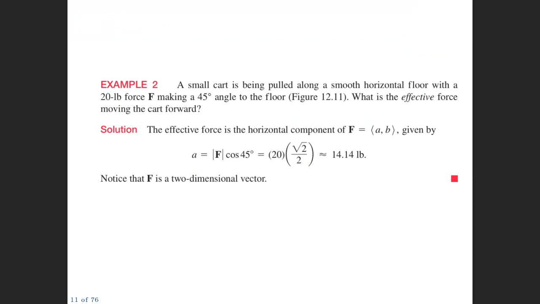Here's an example from the Thomas's Calculus textbook. A small cart is being pulled along a smooth horizontal floor with, let's say, 20 newtons of force, making a 45-degree angle to the floor. What is the effective force moving the cart forward? We can answer this using vectors. The effective force is going to be the norm of F multiplied by cos 45 degrees, because the angle is 45 degrees. And when we calculate this, we get 14.14 newtons.